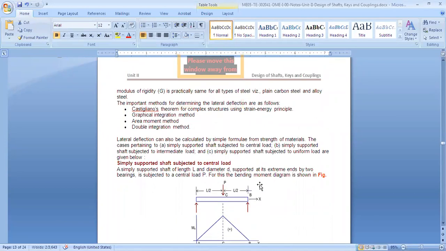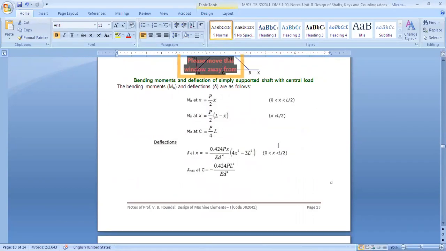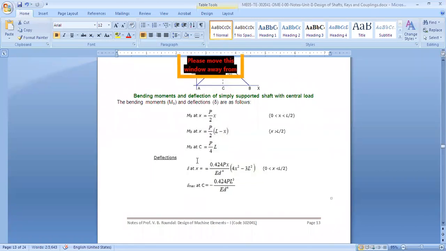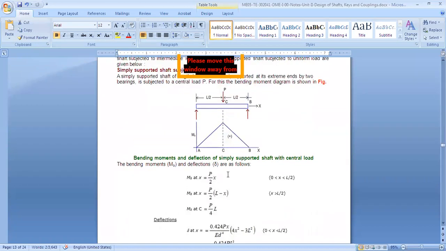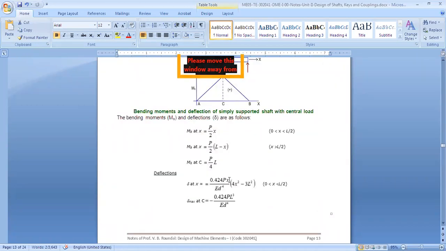This equation has been derived using different methods. So delta at any point x on the beam is 0.424 P x divided by E d raised to 4, into (4x square minus 3L square). Here P is the load at the center, x is the distance where you want to find the deflection, E is Young's modulus, d is the diameter of the shaft, and L is the length of the shaft.